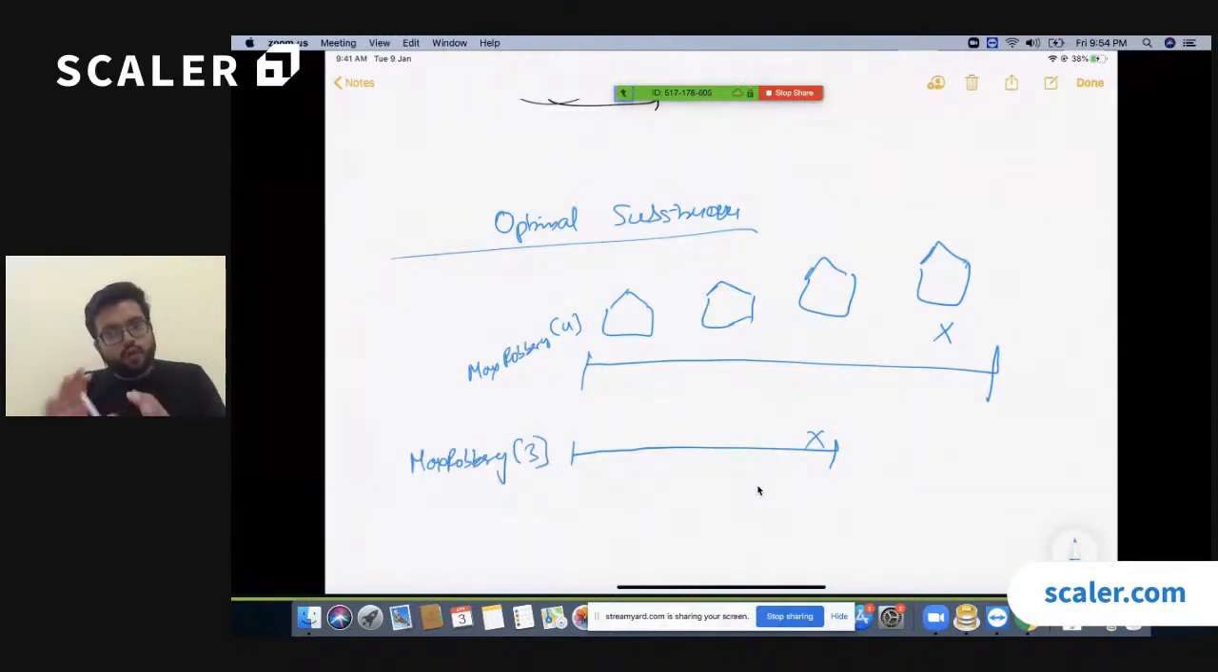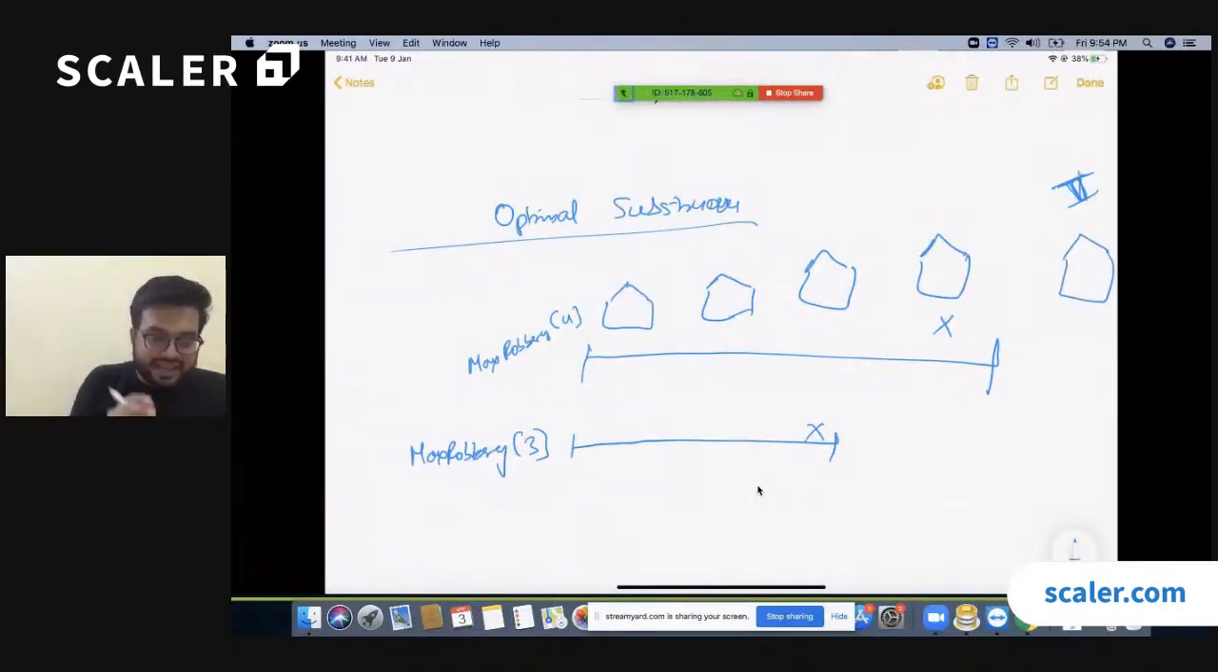Now if you know the answer of maximum robbery 3 and maximum robbery 4, can you actually construct the answer of maximum robbery 5? Yes, you can do that. Why can you do that? Because for the 5th house, you have 2 choices. Either you can rob this house or not rob this house, right?